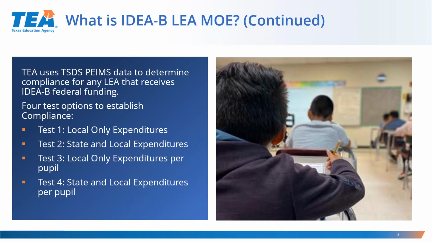We use TSDS PEMS data to determine compliance for any LEA that receives IDEA B federal funding. And there are 4 separate tests we use to determine that compliance, and each LEA only has to pass one of the 4 tests in order to be compliant.